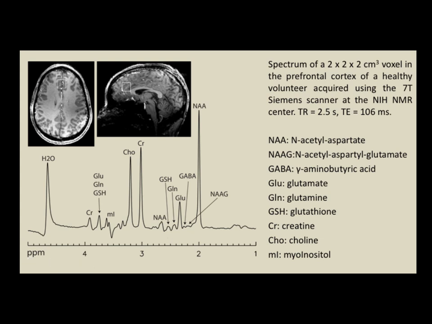So ppm stands for parts per million. It's a measure of chemical shift. In the field of MR spectroscopy, the ppm scale increases from right to left. That's a convention. So basically, this is what a spectrum looks like. Every peak corresponds to a metabolite.